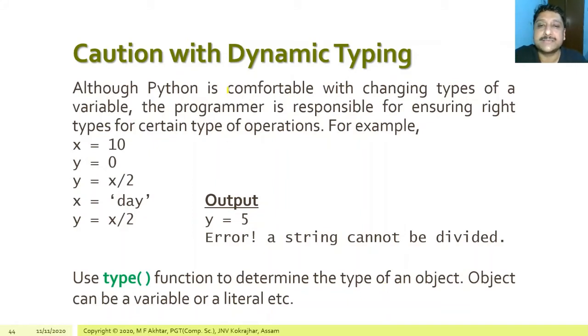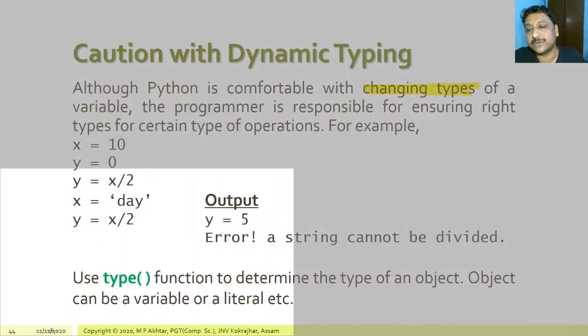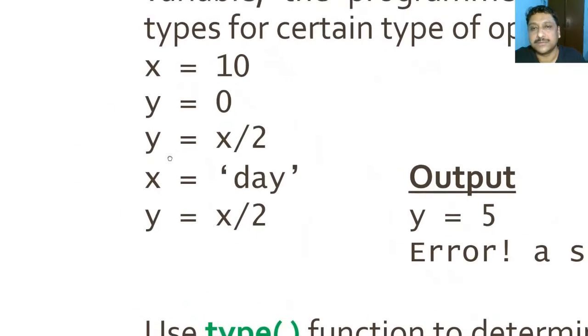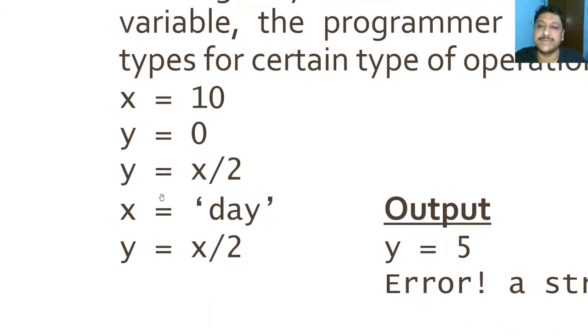Although Python is comfortable with changing the type of a variable, the programmer is responsible for ensuring the right types for a certain type of operation. For example, x equals 10, y equals 0. One time the value of x is given as 10, next time y is given x divided by 2. The value of x is 10, then 10 divided by 2 will become 5, so y will become 5.